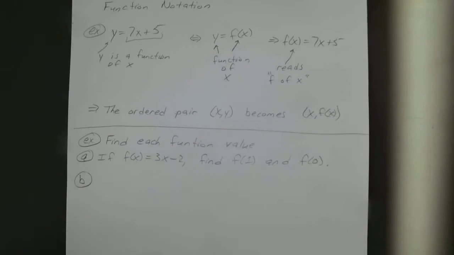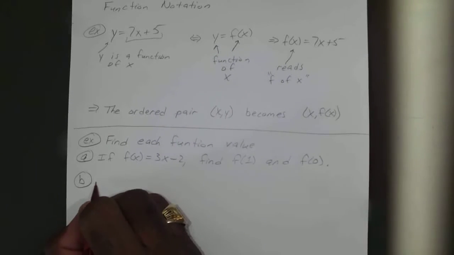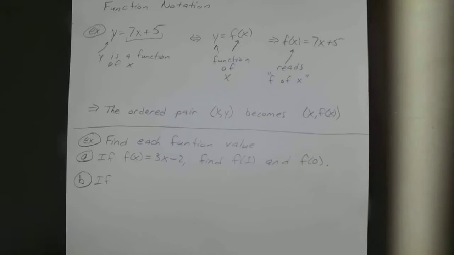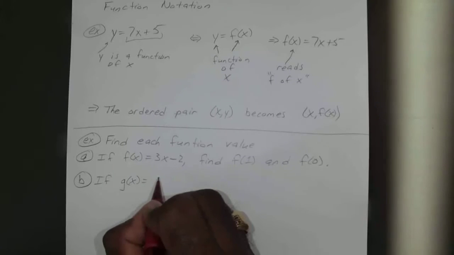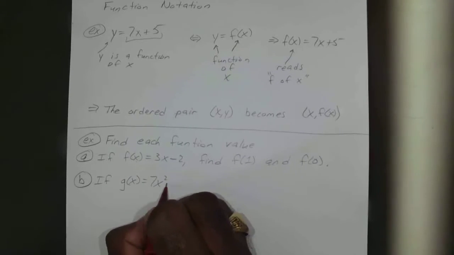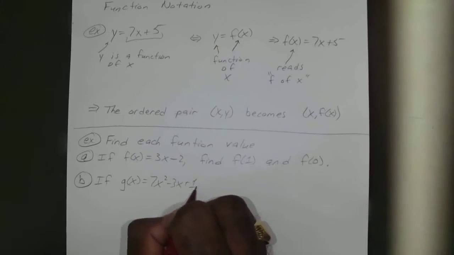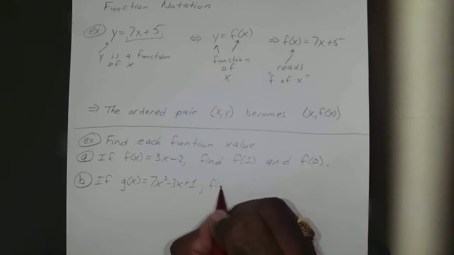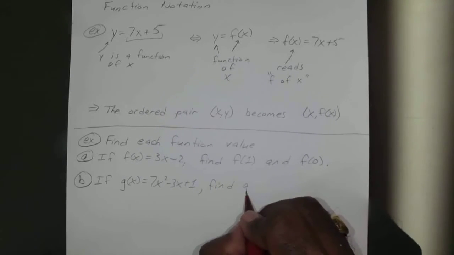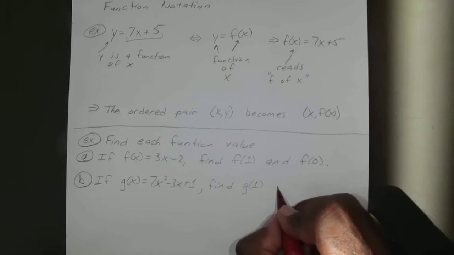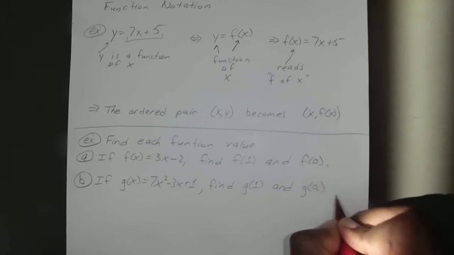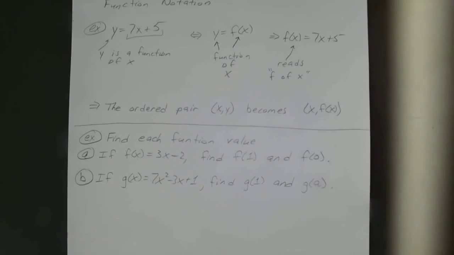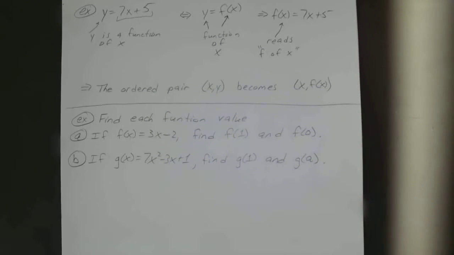Okay, so we'll do that, but we'll write down two of them. So if g of x equals 7x squared minus 3x plus 1, find g of 1 and say g of a. Sometimes you'll get just variable changes.